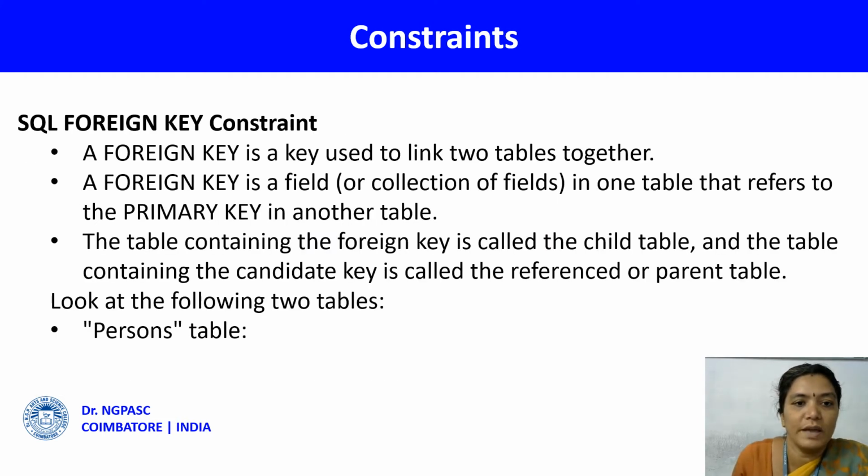The next, the fourth type, is the foreign key constraint. As I have told you already, it is used to link any two tables.